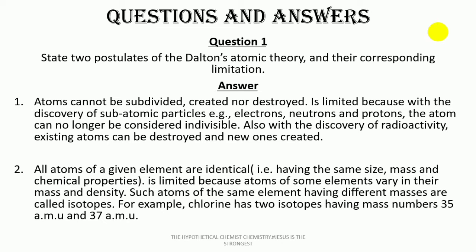So these are the two postulates that I brought. You can even choose to bring a different one apart from these two. You can say atoms of the same element have different mass and size, and that one too was disproved, or it was limited, because of the existence of isobars. Very good, you can bring in that one also, but the question says two.